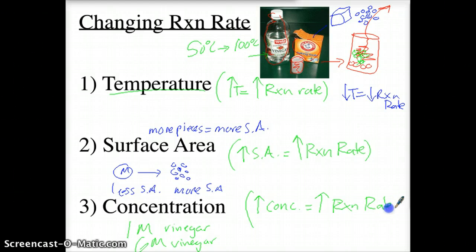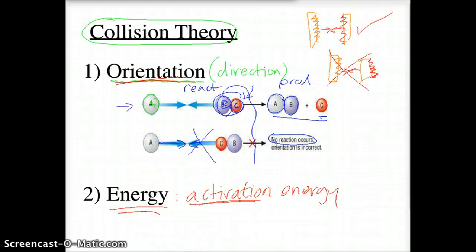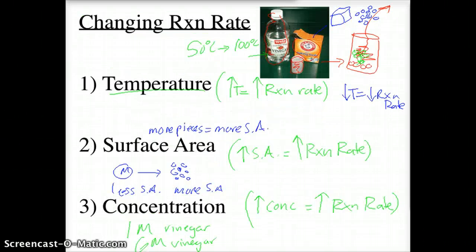And the explanation for all three cases is the exact same. If you think back to what we know about reactions, collision theory, molecules need to have the correct orientation and energy for a reaction to occur. So in all three cases, we're either increasing the number of molecules or increasing the energy of the molecules, which is going to cause more reactions to occur.